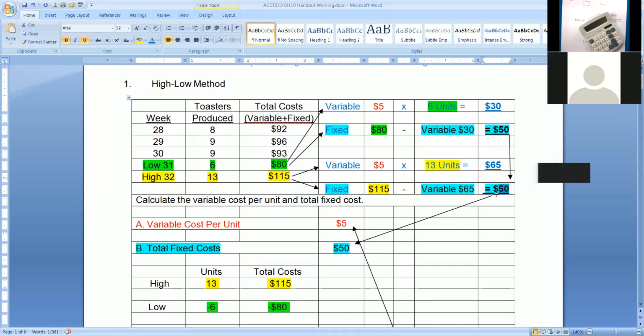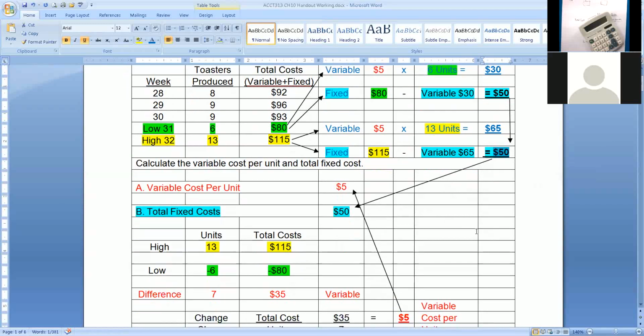So again, it's kind of an estimate, is basically what it is. And because of the rounding, the fixed cost might be a little bit off. But if you round off to the nearest cents, you're fine. For most things, anyways.